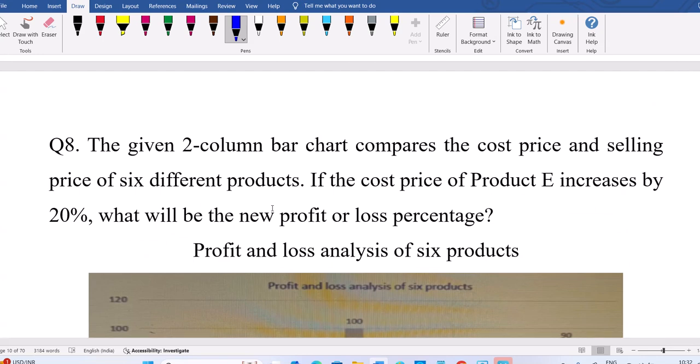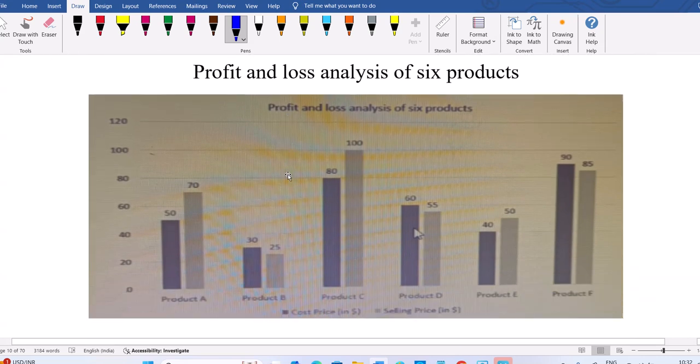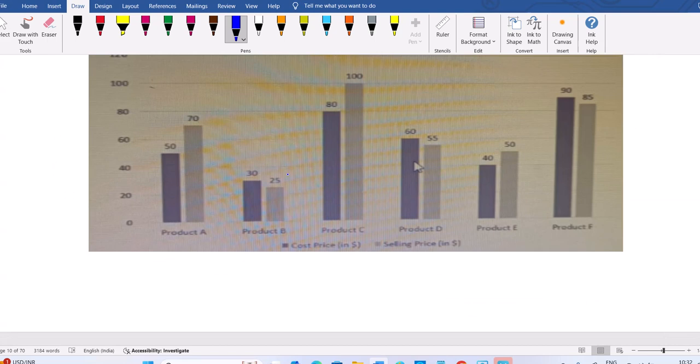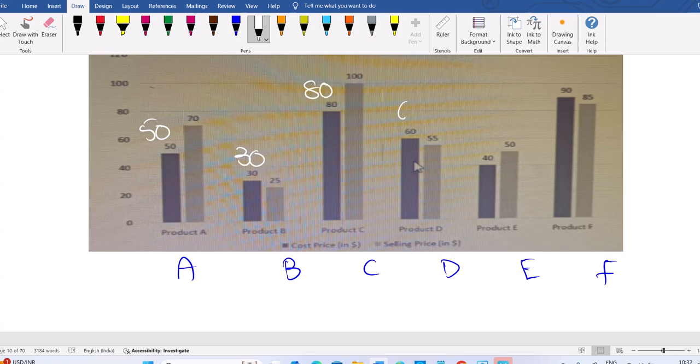If you see this, there are two columns. One is regarding cost price, one is regarding selling price. We have products A, B, C, D, E, and F. This black one is cost price: 50, 30, 80, 60. I'm writing in white color. Those are all the cost prices of each product. And now I'm writing the selling price.